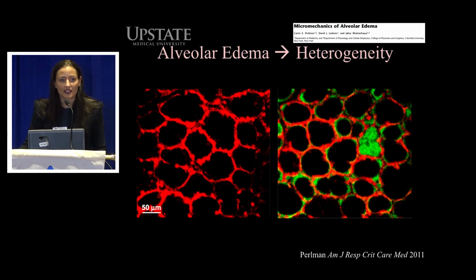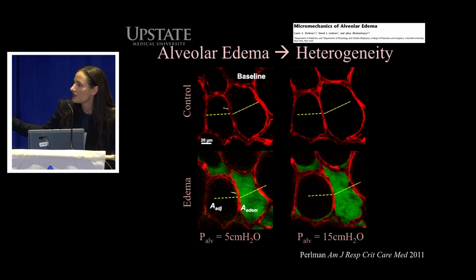This was a really great study. This was a study by a group that radio-labeled edema and then instilled it into the alveolus. They wanted to see how the alveolus would respond to the edema and then respond to mechanical ventilation thereafter. So what they did was they took the control lung, this is at 5 centimeters of water for our alveolar pressure, and they went up to 15. And we see that the diameter of the alveolus slowly increases with that increase in pressure, as we would expect it to.